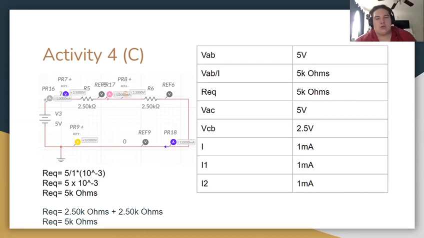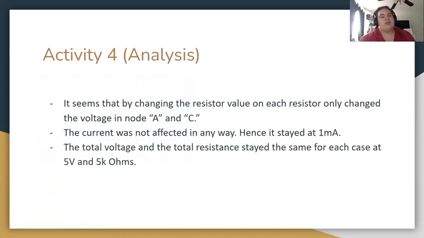And now the analysis. The analysis of activity 4 is that changing the resistor values only changed the voltage at nodes A and C. Node B didn't really change. The current was also not affected in any way. For each scenario and each node, the current stayed the same at 1 milliamp, and the total voltage and total resistance also stayed the same no matter how many times we changed the values of the resistors.